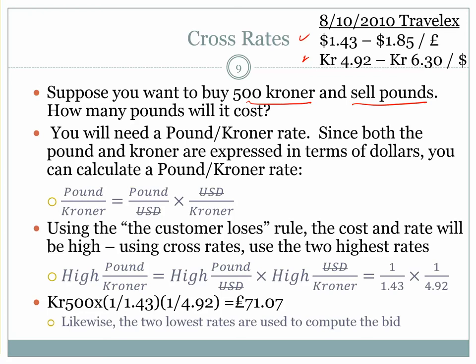So what I need to do is find a crown-pound exchange rate. First of all, let's try to figure out which exchange rate we need. The question says you want 500 crown, and I'm trying to pay with pounds. So I need the pound per crown exchange rate. And it says, how many pounds will it cost? It's going to be a higher cost, which is going to be the highest pound per crown exchange rate.